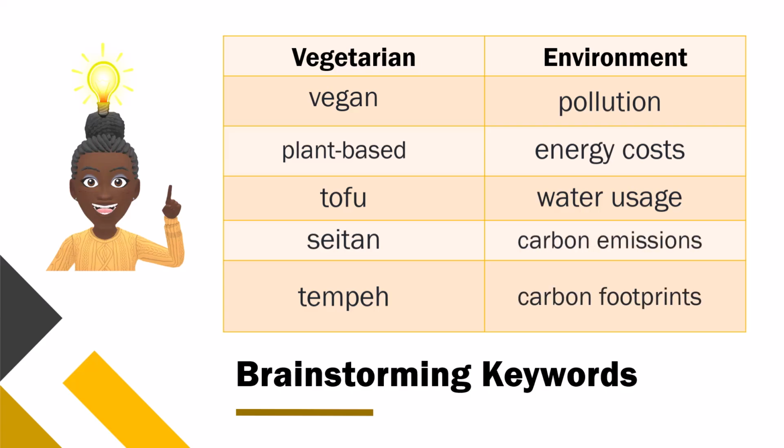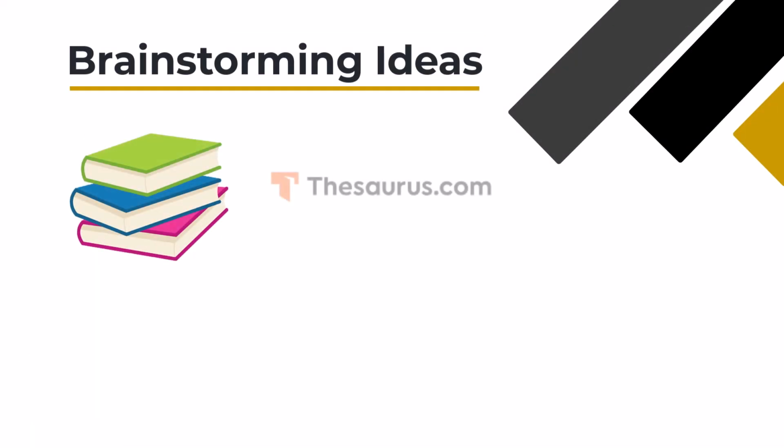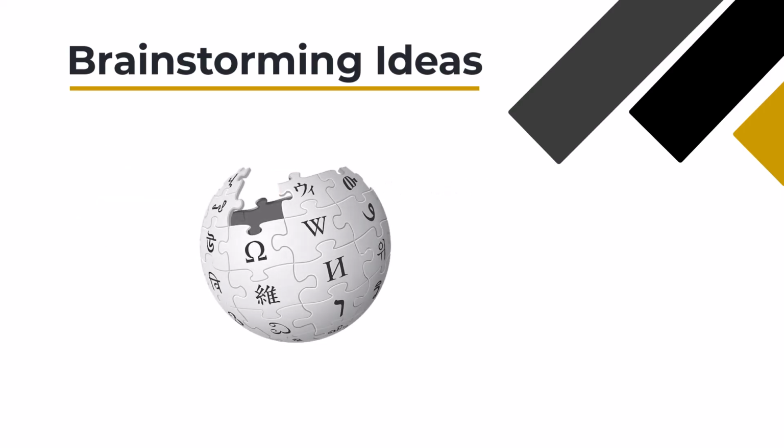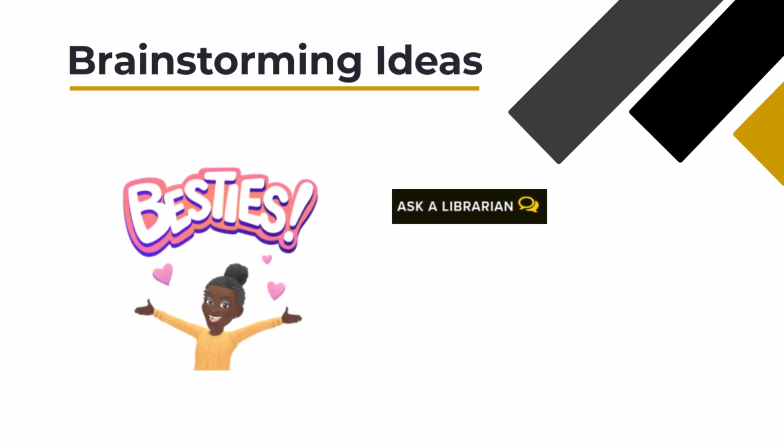These terms will be a good starting point for Harriet's search, but there are a few ways that she can get additional ideas. Looking at a dictionary or a thesaurus can be a good way to find related terms, as can searching an online encyclopedia like Wikipedia. She can also ask a classmate or a librarian for ideas because two heads are usually better than one.